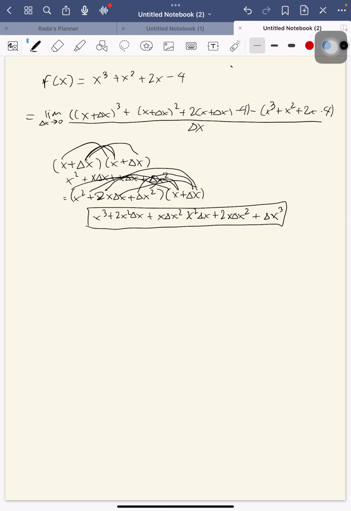Then we combine like terms. 2x squared delta x plus x squared delta x is 3x squared delta x. Then we combine x delta x squared with 2x delta x squared to become 3x delta x squared, and copy delta x cubed. So this is the answer.